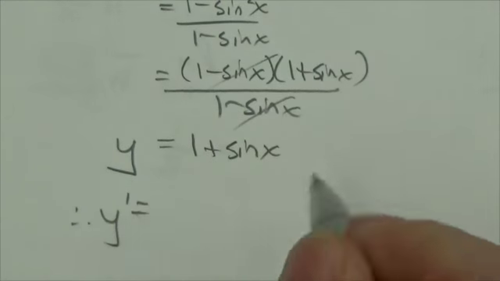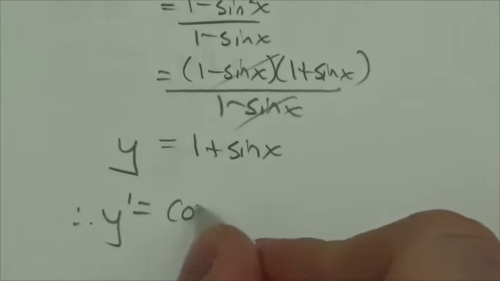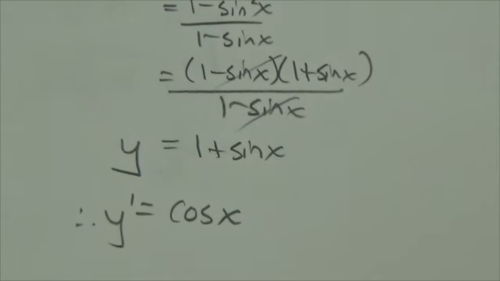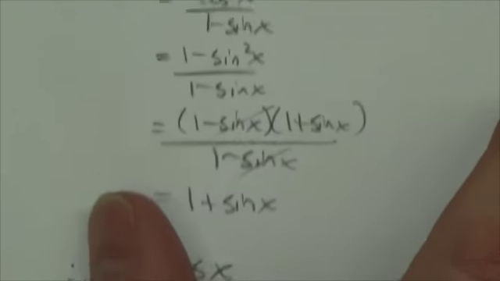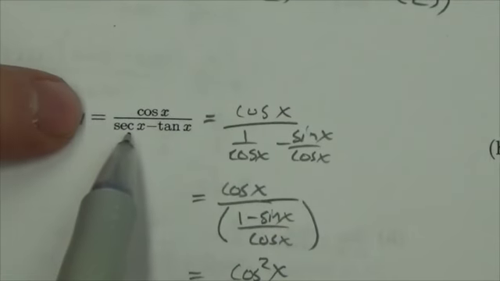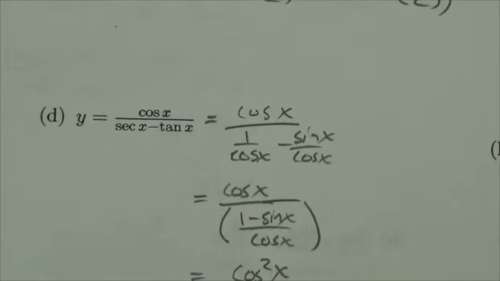Therefore, the derivative of 1 is 0. The derivative of the sine of x is the cosine of x. That's the final answer. I think it's a little bit easier to work with the identities first and to take the derivative later than it would be to try to apply the quotient rule to the original function.